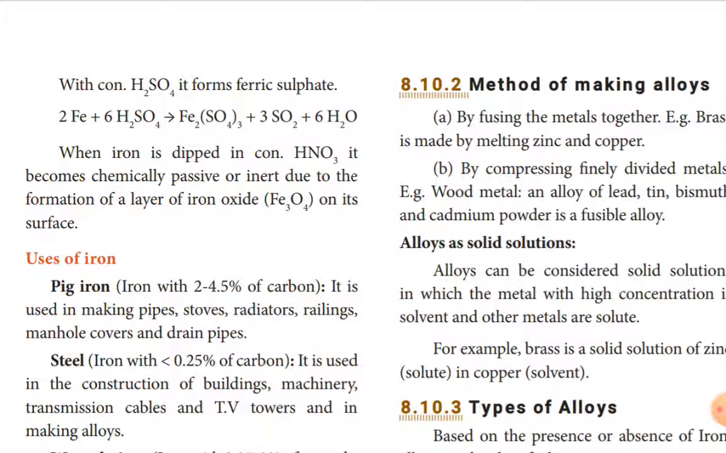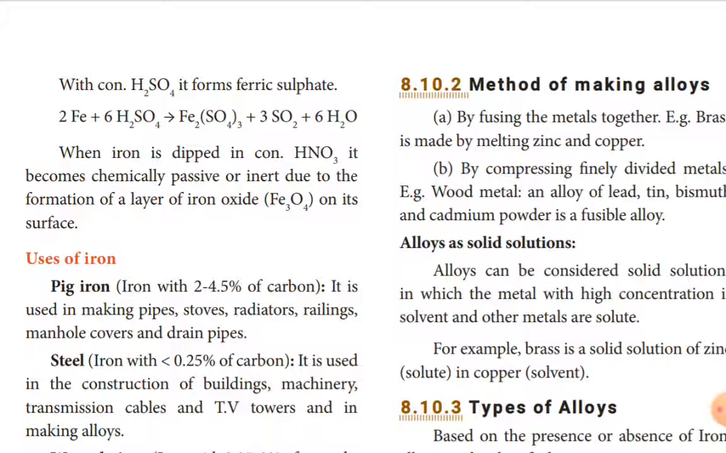Normally when iron is dipped in concentrated nitric acid, it becomes chemically passive or inert. Give reason. The question will be asked. So the reason is given here itself: due to the formation of a layer of iron oxide on its surface. So iron will not easily react with the concentrated HNO3, but it will react with dilute nitric acid.